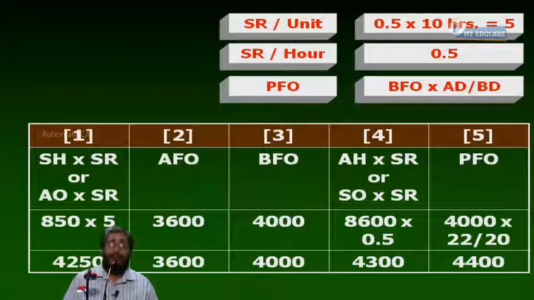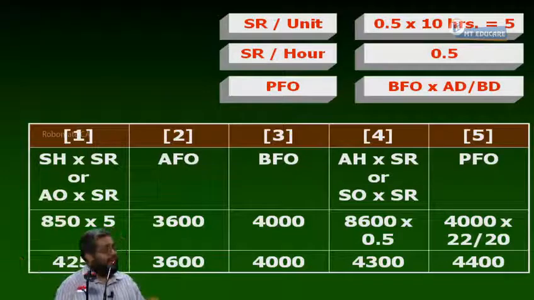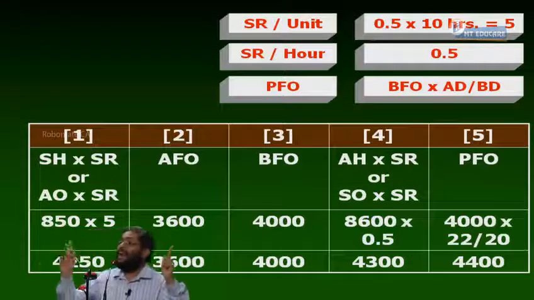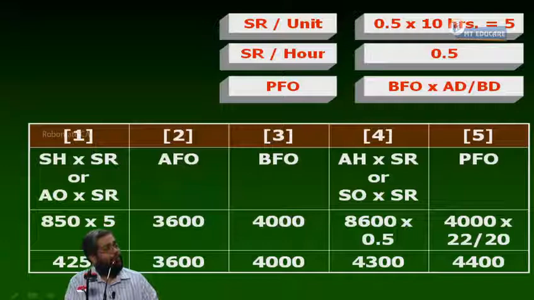Column 1 is what? AO into SR. Column 2 is what? AO into AR. In columns 1 and 2, AO is the same. What's the difference here? SR and AR are different. So instead of charging using the actual rate, I am charging using what? Budgeted rate. SR and AR difference only causes what? Under or over absorption. Yes or no?